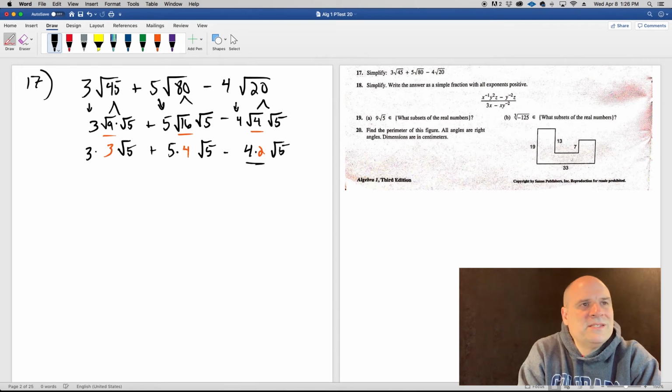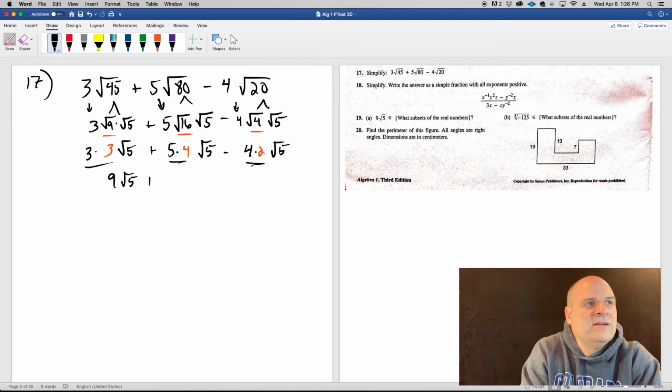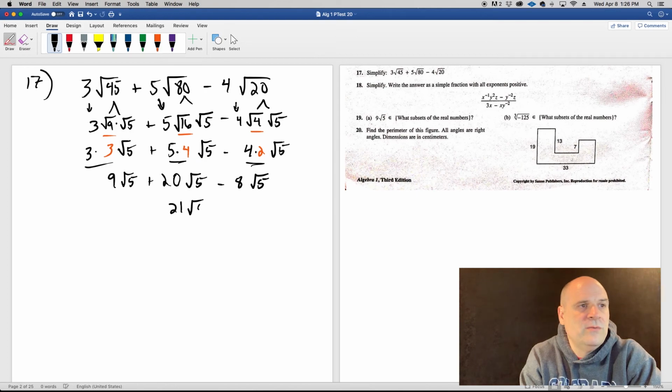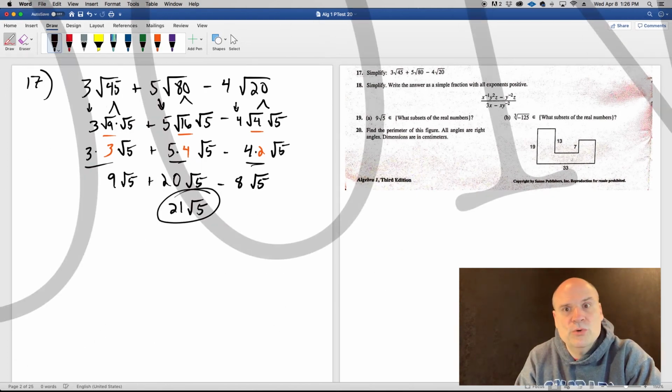All right, so we can just simplify this. So we get 9 radical 5 plus 20 radical 5 minus 8 radical 5. Hey, look, they're all radical 5, so these are like terms or like radicals. So you can combine them together. 9 plus 20 minus 8 is 21 radical 5s. Boom.